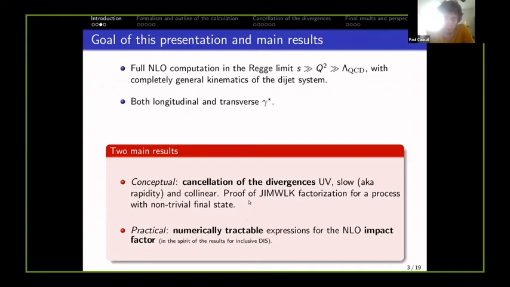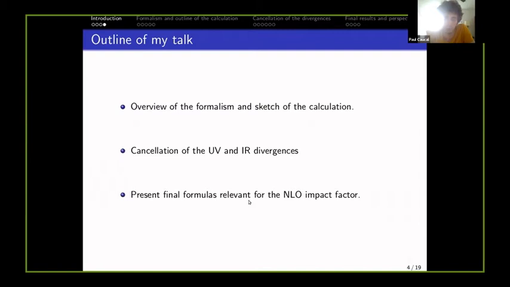Okay, so this is the outline of my talk. In my first part, I will present the overview of the formalism and give you a sketch of the calculation. Then in my second part, I will show you how all the UV and IR divergences cancel at the cross-section level. And finally, I will present some final formulas which are relevant for the NLO impact factor, to show you that we have indeed done the calculation.